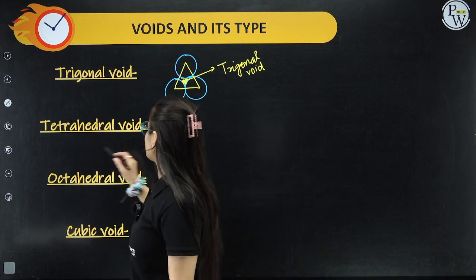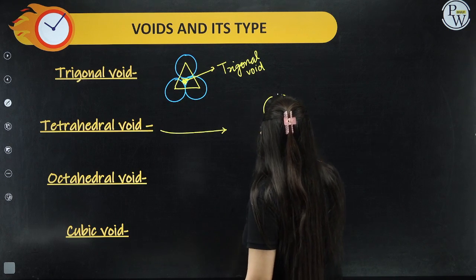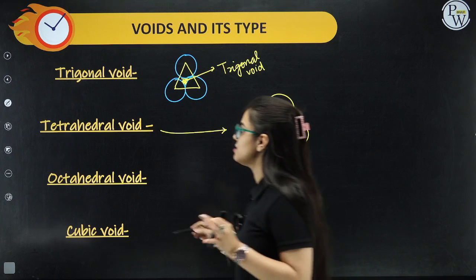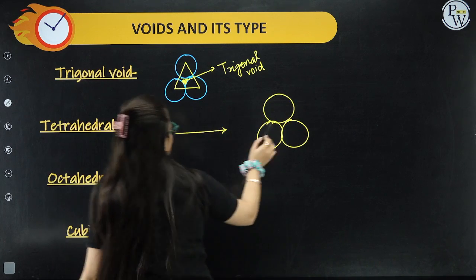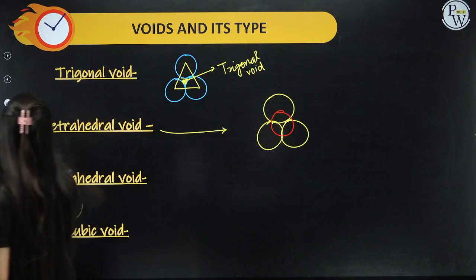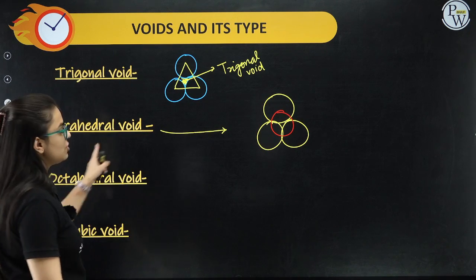Let us talk about tetrahedral. How does a tetrahedral void look? Three atoms placed just similar to trigonal, and one atom at the top. So over here, if you observe the space, that is basically your tetrahedral void.